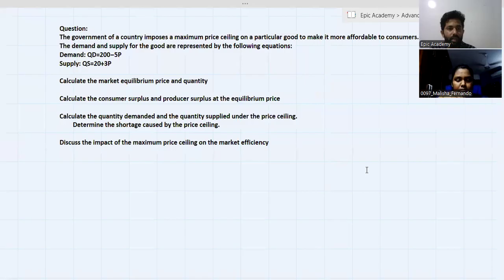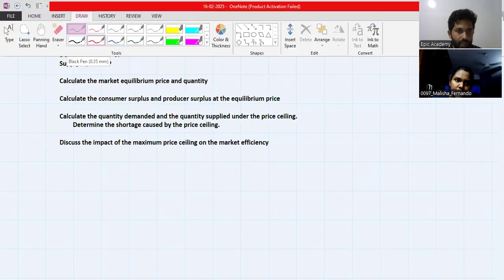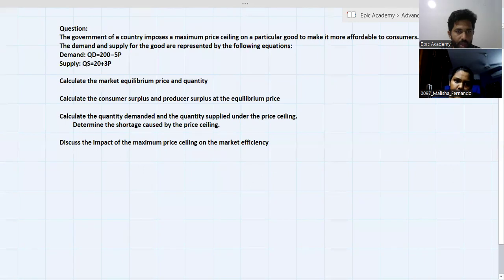Okay, one question related to the maximum price ceiling. The government of a country imposes a maximum price ceiling. When you are reading that kind of question, you have to identify the main features of the question. Here, the question says the government imposes a maximum price ceiling, enforced to protect the consumer.